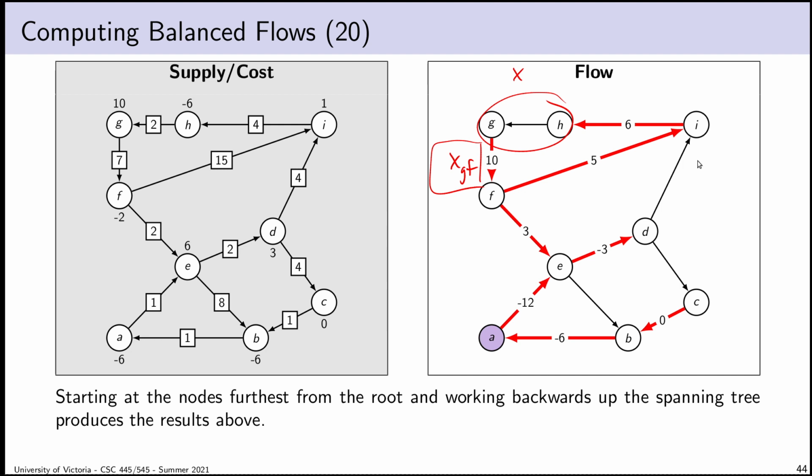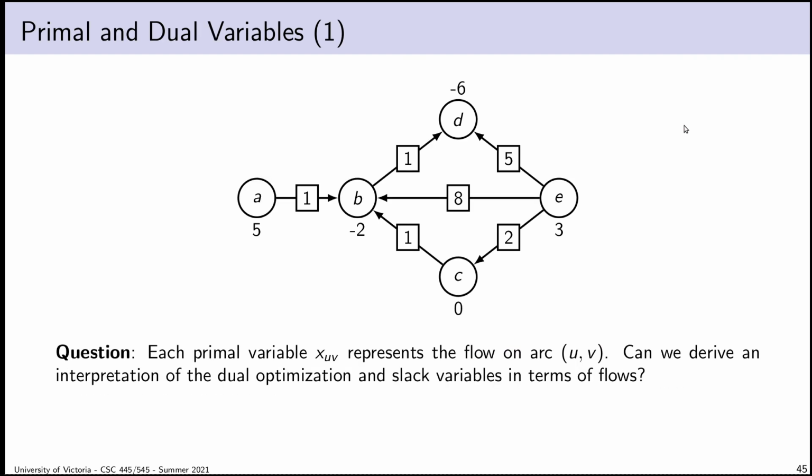Now, similarly, because we have one constraint in our LP for each vertex, we should expect that there will be one dual variable that corresponds to each vertex. We'll call that y. And I want to know, not just do these variables exist, but what do they mean? Can we interpret them in graph theoretic terms? And that's the question here.